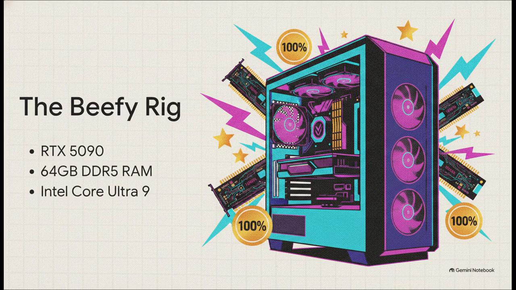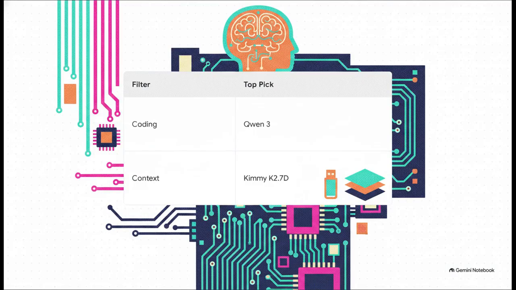And sure enough, we started getting perfect scores across the board from massive heavy hitters, particularly the Qwen 3.8 series. Even when we filtered just for coding models on that 5090, the Qwen 3 series absolutely dominated the top spots.